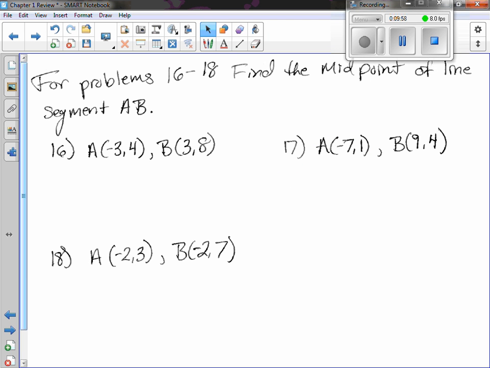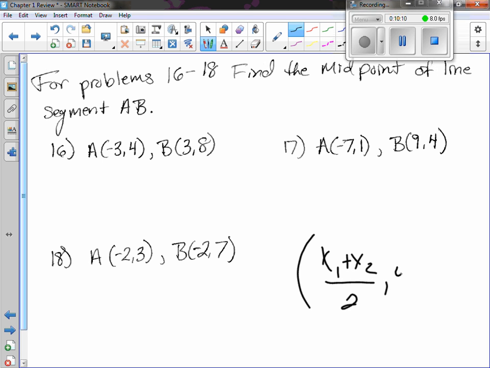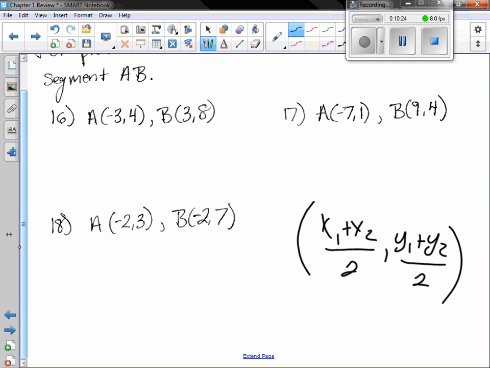16 through 18. Find the midpoint of the line AB. Midpoint. If you do not have the midpoint formula written down, you need to write it down. X1 plus X2 over 2 and Y1 plus Y2 over 2. Because again, you're going to be allowed to use this review sheet on the test. So having this written down is going to be helpful.